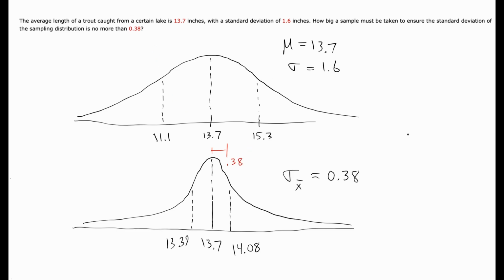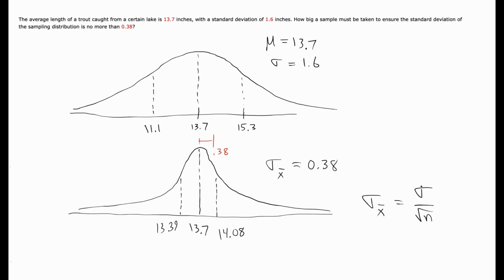In order to achieve that, we need the formula that relates the standard deviation of the original and the standard deviation of the new distribution. That formula is sigma x bar equals sigma over square root of n. Now we know what we want the new standard deviation to be. So if we use algebra here, the thing we don't know is going to be the n, so we'd like to solve for the n. So you get this.